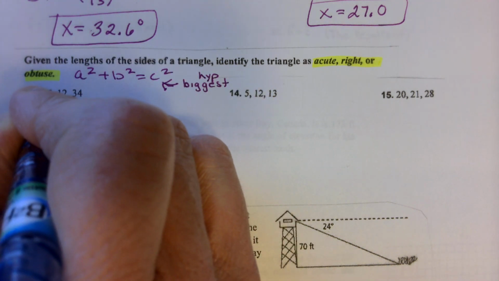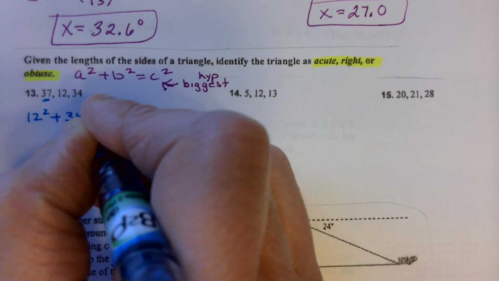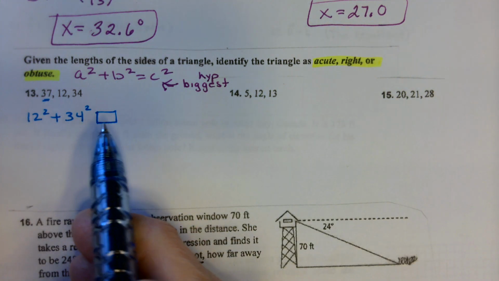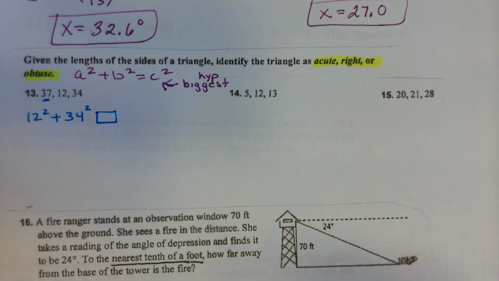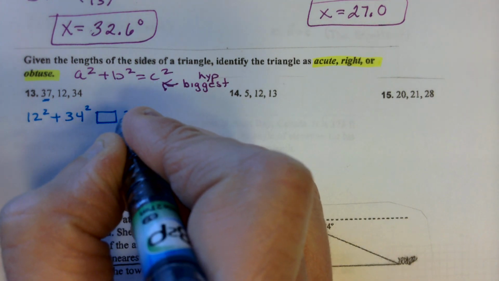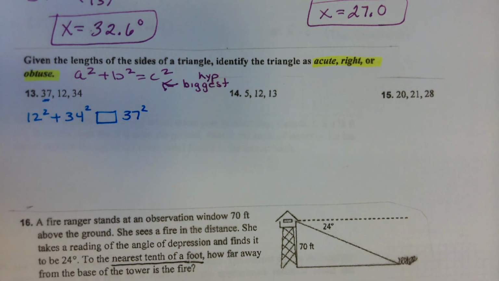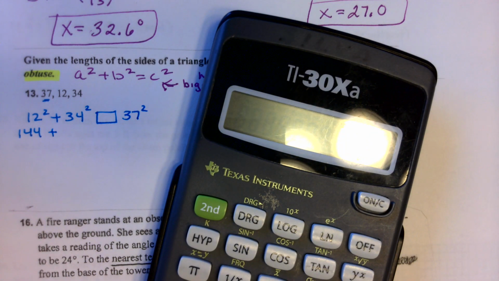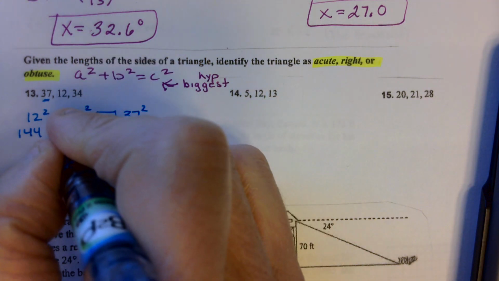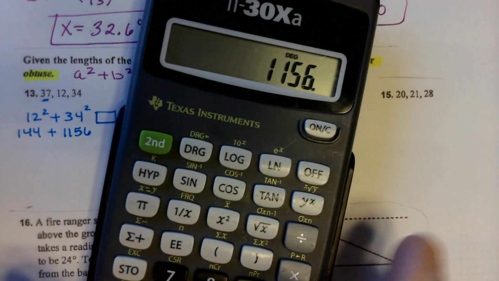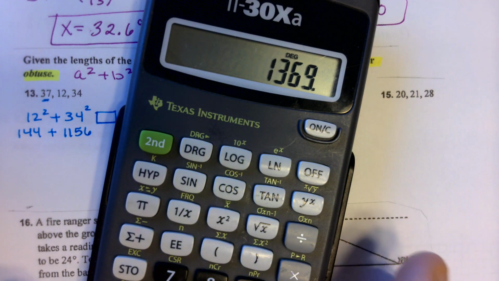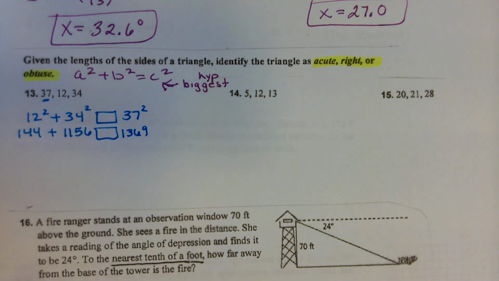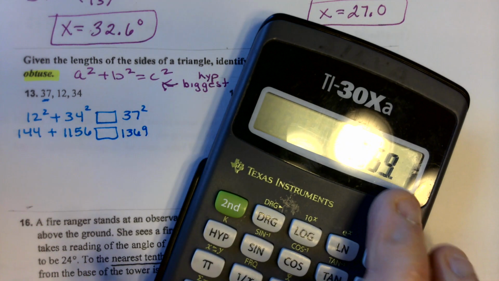So I need to take the 2 smaller ones, and I'm putting a box here because I need to figure out what's going to go in that box: a greater than sign, a less than sign, or an equal sign. I've got to see. I don't know. I'm just setting it up. So 12 squared is 144, and 34 squared is 1156, and 37 squared is 1369. And keep the box. This is just a way I do it to keep things really clear. I'm going to add up that left side.